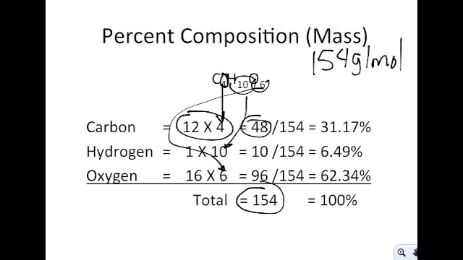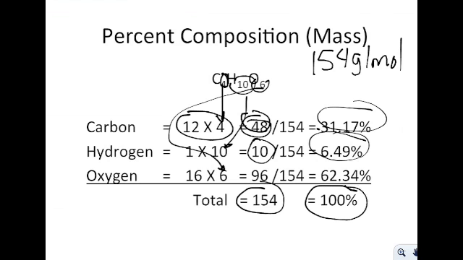So if I want to find the percent by mass of each element, I just take the mass of carbon, divide it by the total, multiply by 100, and I get 31.17%. Or I can take 10, which was hydrogen, divide by 154, multiply by 100%, and I get 6.49. And so on and so on. The key thing though is it should add up to 100% because you have the whole molecule and you're trying to figure out what the percent by mass of each piece is, but overall it has to add up to the total molecule. This is one of those things that you should be able to do. It's relatively straightforward, but you do need some practice with it.